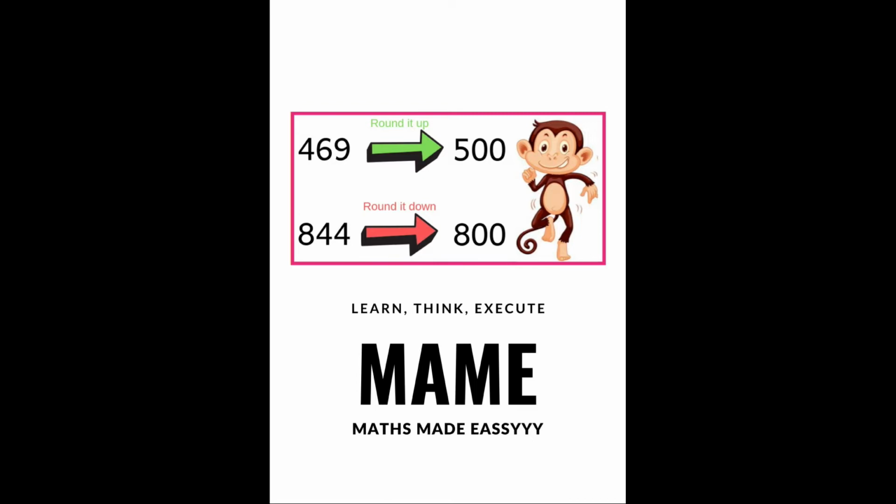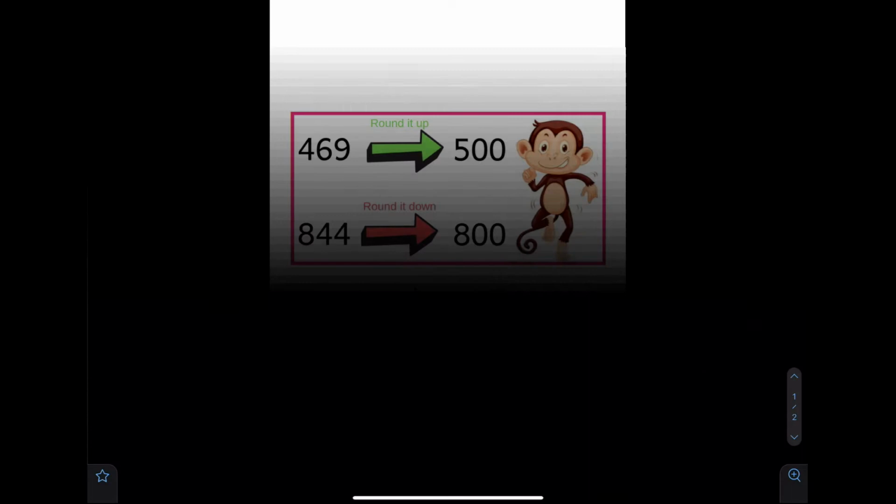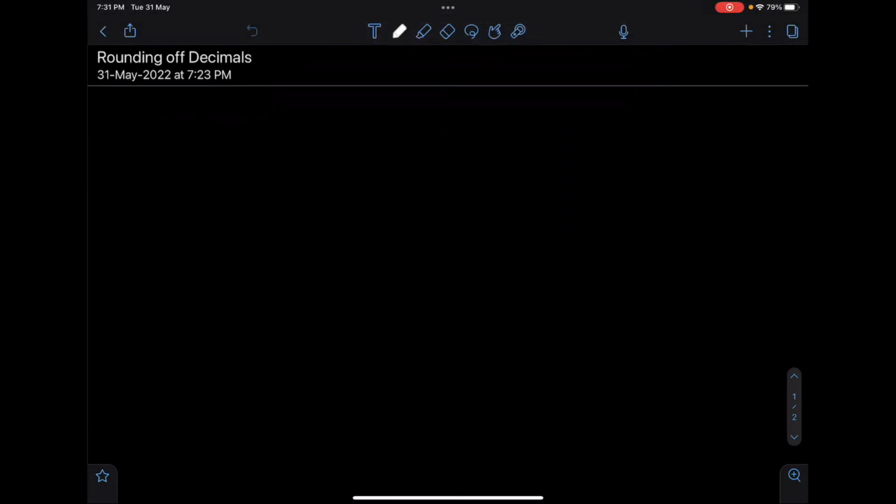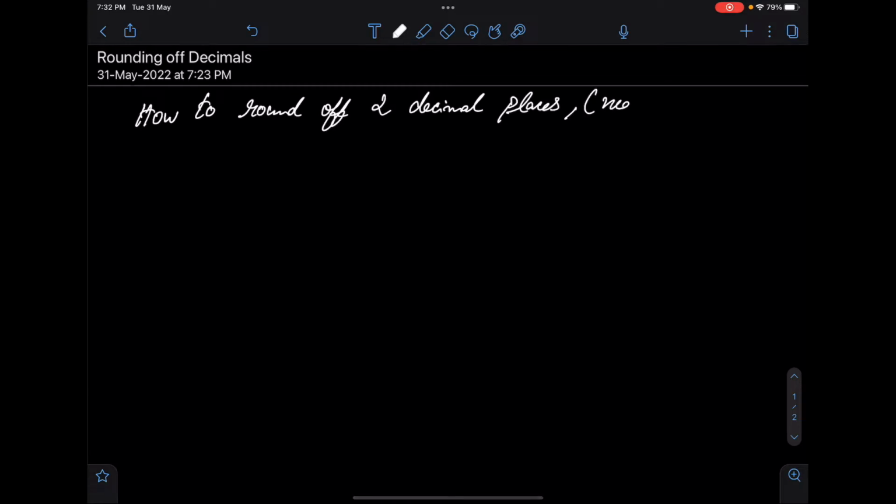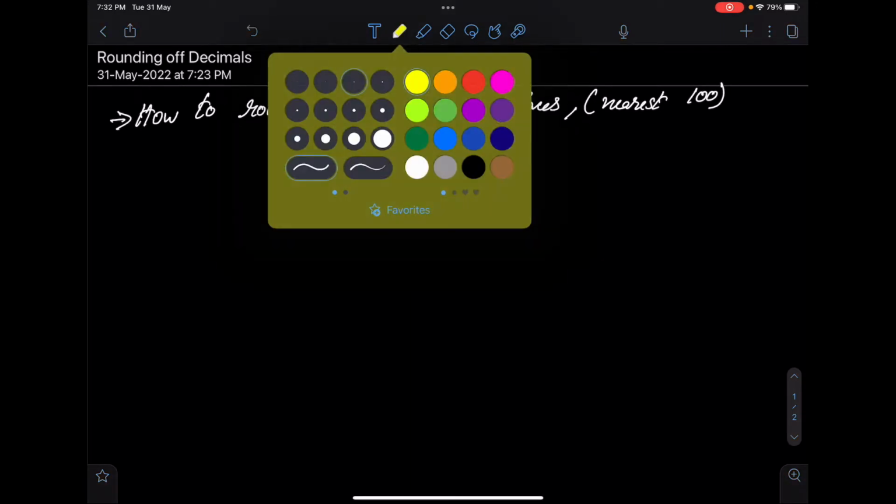So yeah, this is part 2. Let's learn how to round off decimals. First of all, we'll be seeing how to round off two decimal places, which is equivalent to nearest 100. Let's take a few examples and learn how to do that.